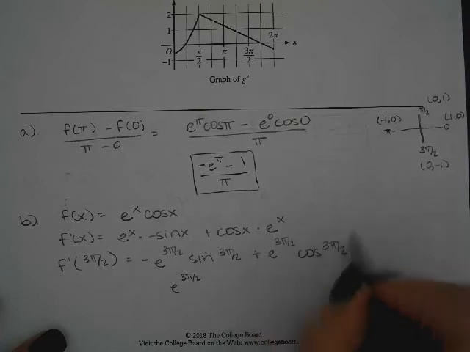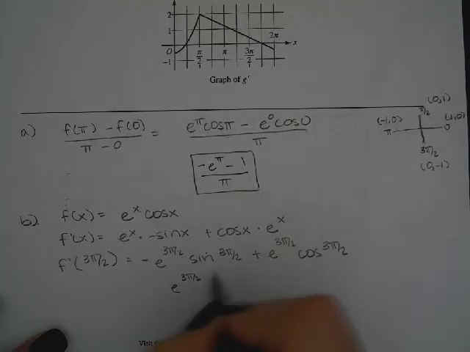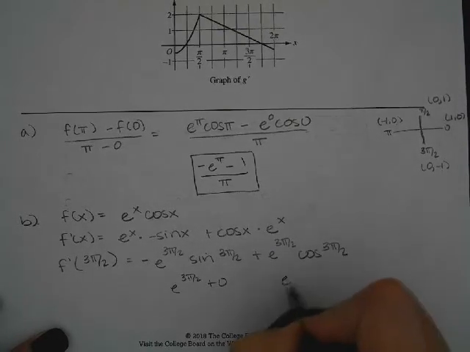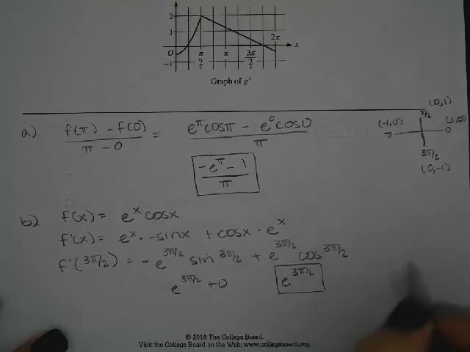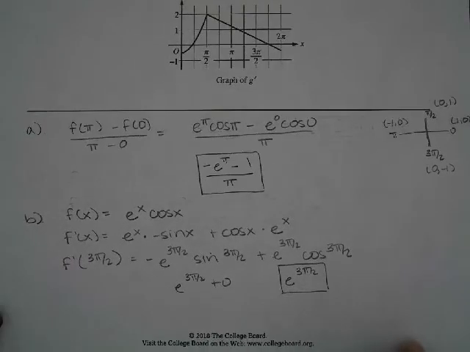All right, so that's 0, anything times 0, so it's just this. So the slope of the tangent line is e to the 3 pi halves.